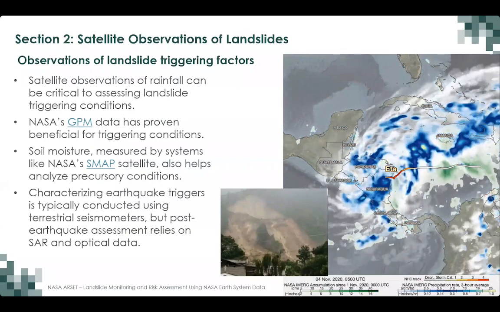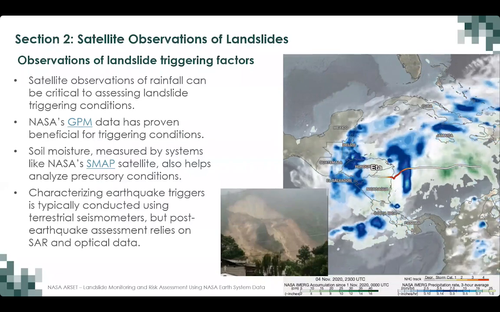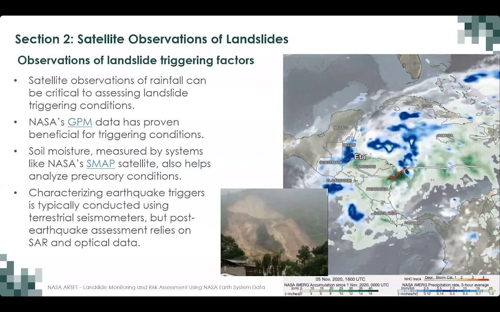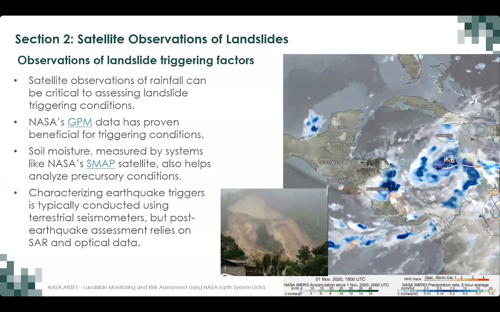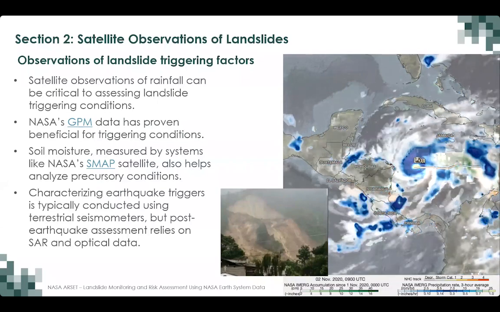We can also use soil moisture data measured by systems like SMAP, the Soil Moisture Active Passive Mission, to assess the kind of precursory soil moisture conditions. In other words, if soil is very saturated, there might be a much higher likelihood that landslides could occur.